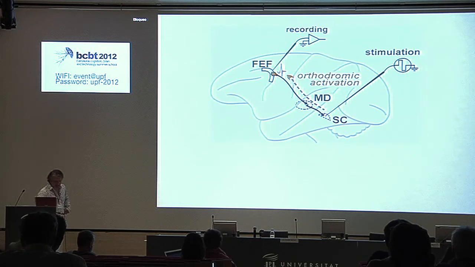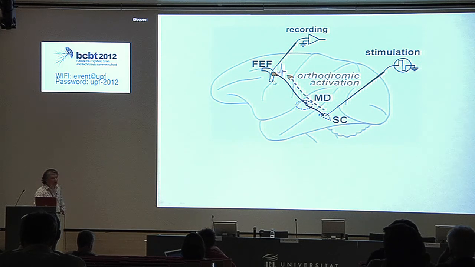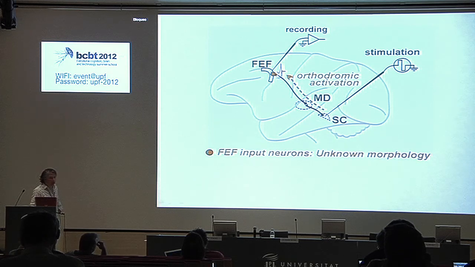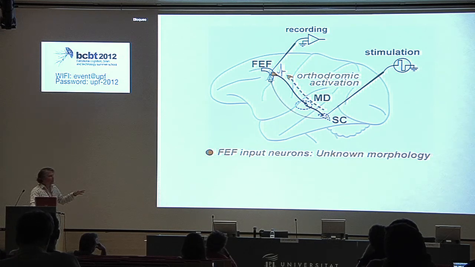OK, so how do we distinguish inhibitory from excitatory interneurons? Sorry, they're actually both interneurons. But layer 4 of the frontal eye field is receiving this disynaptic input from the colliculus. The layer 4 neurons could be inhibitory or excitatory, and you can identify those with orthodromic activation from the colliculus. When you identify one, it has an unknown morphology. You don't know ahead of time whether it's excitatory or inhibitory.